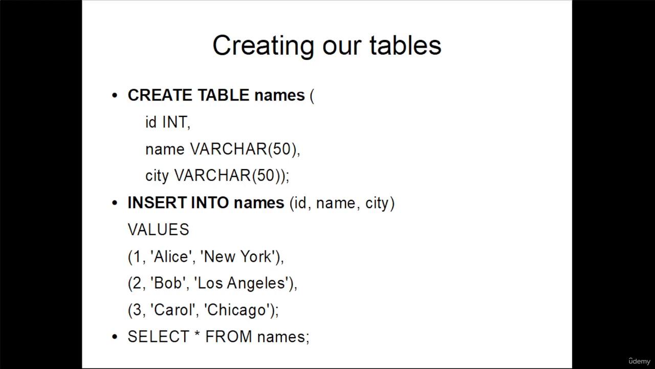To confirm the data was inserted, run select asterisk from names semicolon. This will display all rows in the names table. In the next section, we will create an ages table and insert data into it.